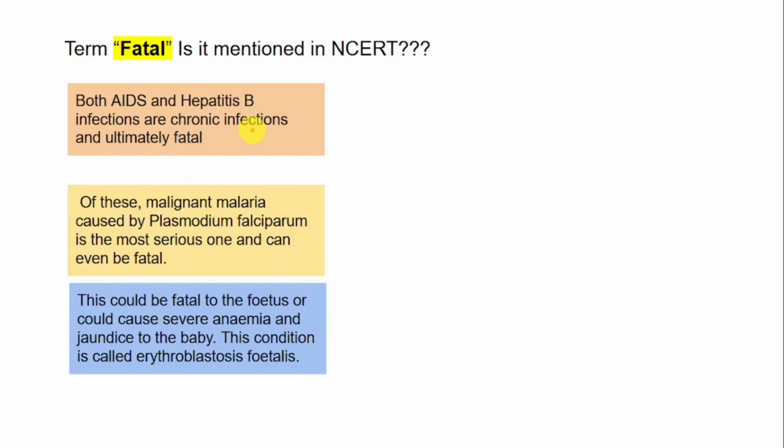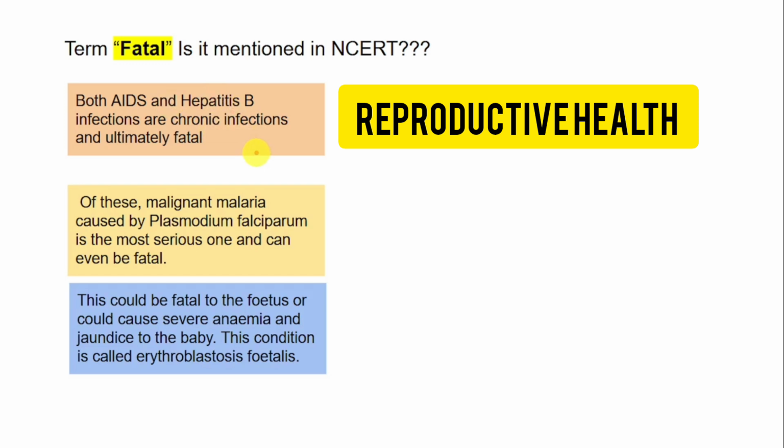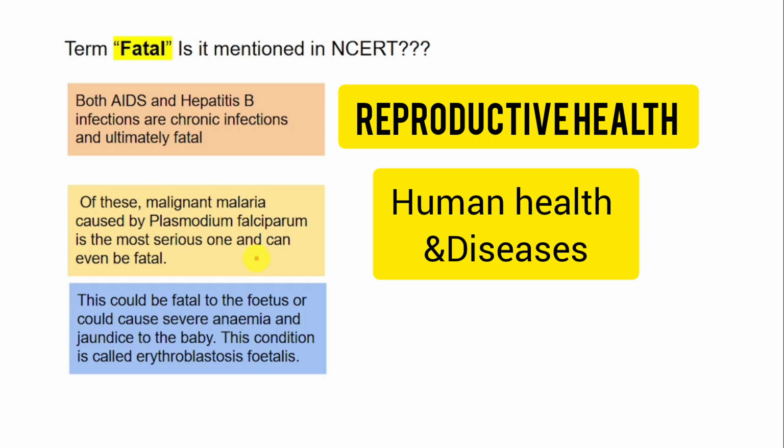So I just checked whether this term was in NCERT or not. So 3 different chapters have used this term. This is: both AIDS and hepatitis B infection are chronic infections and ultimately fatal. This sentence is from the chapter reproductive health. Now this one, malignant malaria, this is from the chapter human health and diseases.